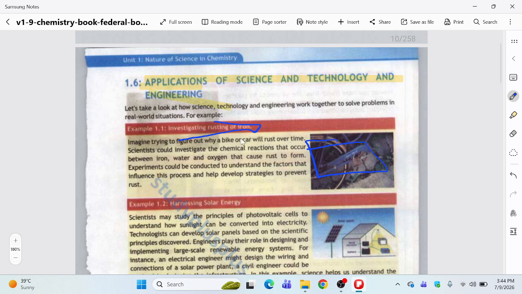We should start in such a way that we know that bikes and cars rust over time. Scientists have known that there is a chemical reaction between iron, water, and oxygen that causes rust to form. Experiments are conducted and we have found methods to prevent rust.